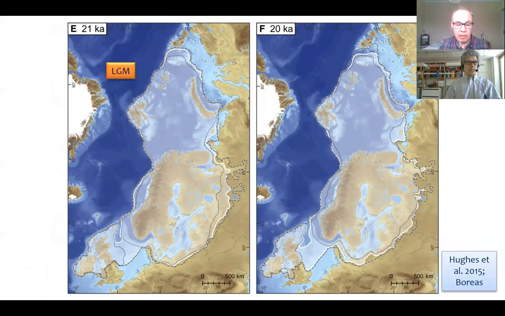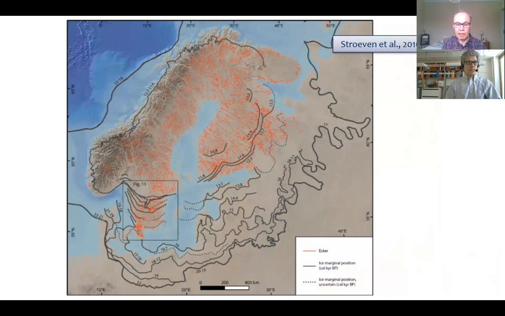The next map shows the last glacial maximum around 21,000 to 20,000 years ago, which is the time period when we have the greatest extent of the ice sheets in the northern hemisphere, especially where we have a connection between the Scandinavian ice sheet, the British ice sheet, and also the ice sheets over the Kara and Barents Sea in the north. Then the ice started to melt. We were actually going into a period with a higher summer insolation.